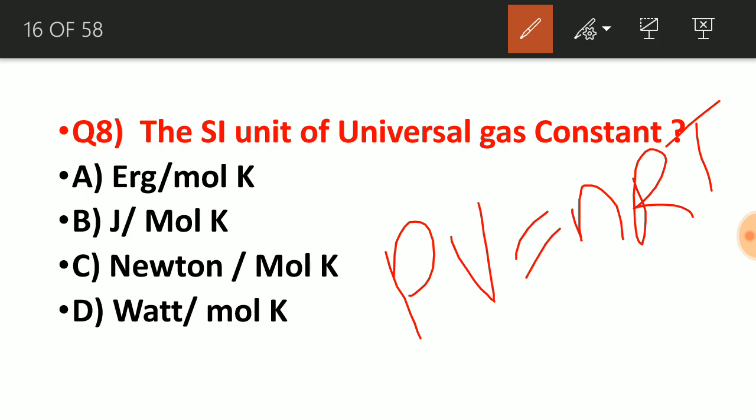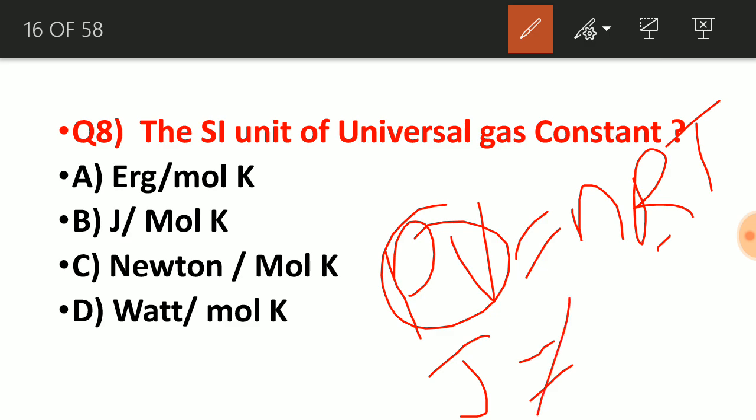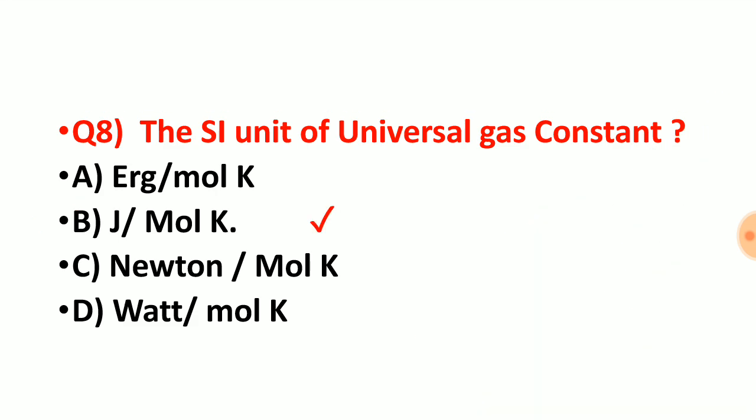Volume is equal to meter cube, or area into length. If you solve this, you will get joule. And you need to calculate the unit of R. Because of that, you will send the unit of n to this side and the unit of T also to this side. Unit of n is mole and unit of T is Kelvin. This is the unit of universal gas constant R, joule per mole Kelvin. That is in option choice B. So option choice B is the correct answer for question number 8.